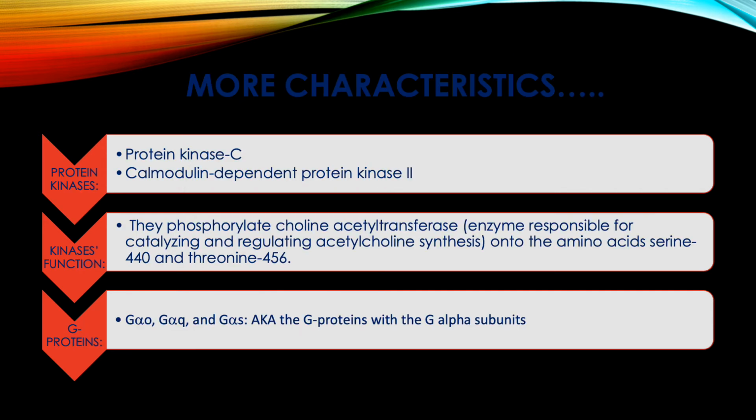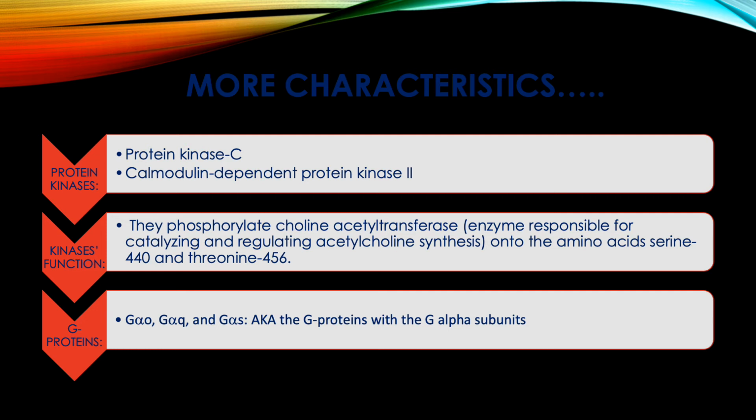Now, with protein kinases, we also have two of those, being protein kinase T and calmodulin-dependent protein kinase 2. And their functions are to phosphorylate choline acetyltransferase onto the amino acids serine 440 and 39456. Now, choline acetyltransferase is an enzyme that's responsible for catalyzing and regulating acetylcholine synthesis, so it's very important in this acetylcholine pathway that it gets phosphorylated so it can continue to be created and help this process move along.